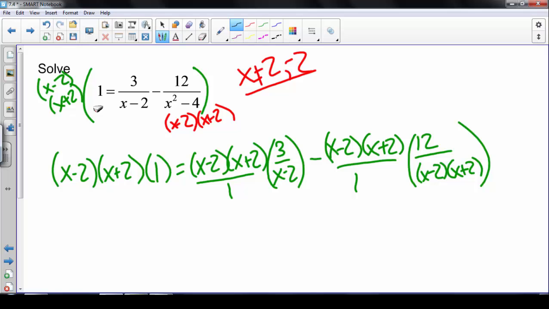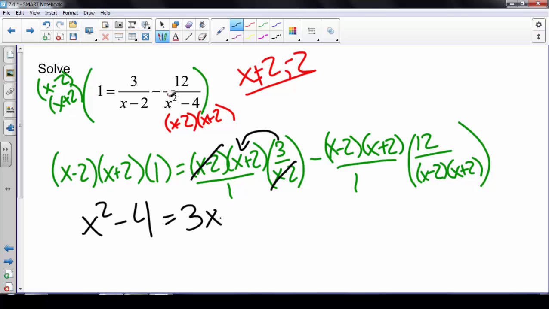Notice this first one, nothing divides out, so we can just distribute. And when we distribute, we get x squared minus 4. This next one, these x minus 2's cancel out, so we're left with 3 times x plus 2. And this last one, both of these divide with both of those, so we're just left with minus 12.